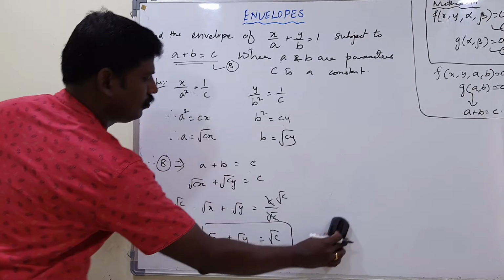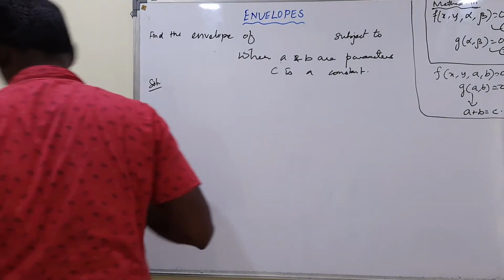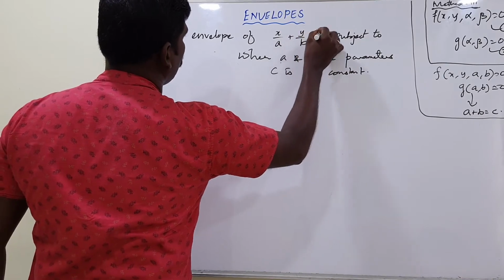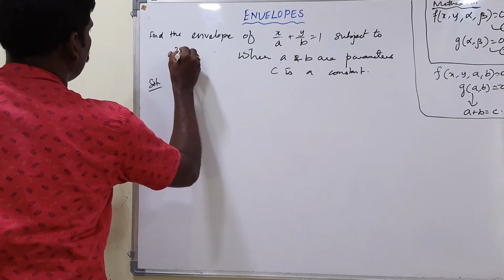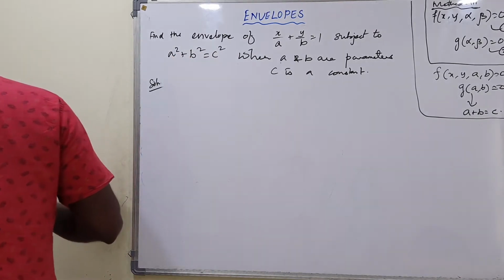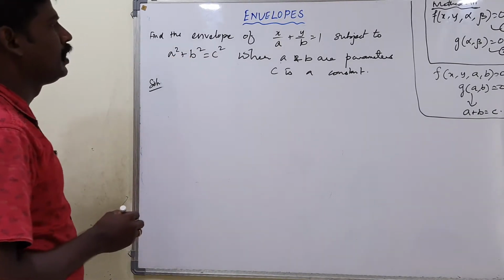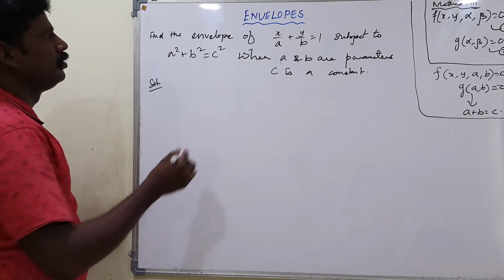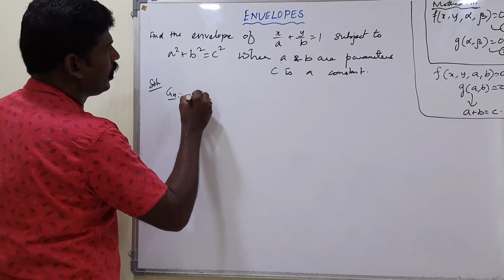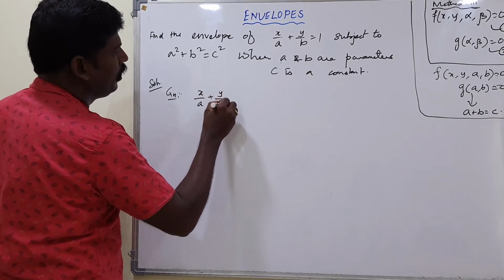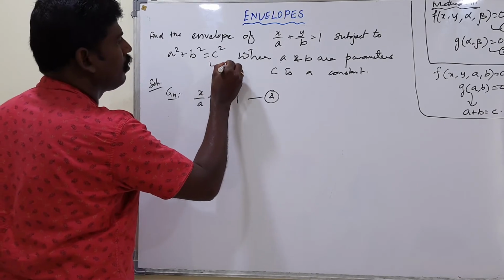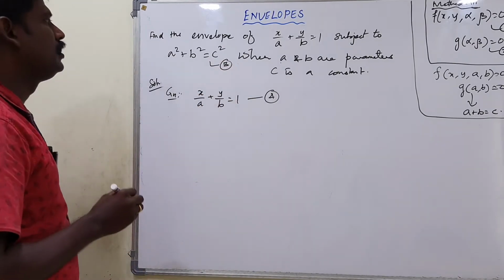Okay, that's all. Find the envelope of x by a plus y by b equal to 1 subject to a square plus b square is equal to c square. Right? Where a and b are parameters, c is a constant. Okay, so look at that solution. What is given in the problem? X by a plus y by b equal to 1. I call it equation number a, and I am going to mark this equation as b.